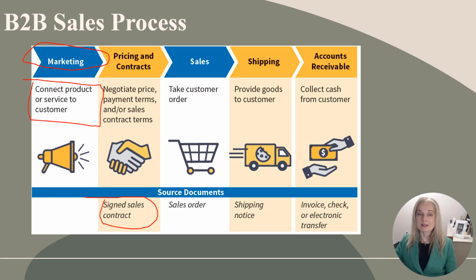After the contract is signed, you're going to take your customer orders. So you'll have multiple orders on that contract. If you are shipping to the customer, you're going to provide the goods via some kind of shipping distribution service. If the customers pay on account, then you need to collect cash from customers. If they pay you cash right away, then you don't have to worry. But you are going to have to issue invoices and either collect checks or EFTs.